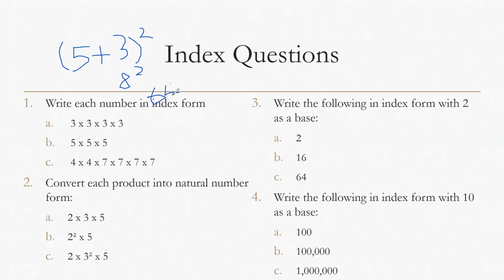If the brackets were not there, then you would have 5 plus 3 squared, right? So it would be 5 plus 9, it would be 14. It would be a very different answer. It's also not equal to 5 squared plus 3 squared. So yeah, you always have to do brackets first. That's why they're at the top of BEDMAS.